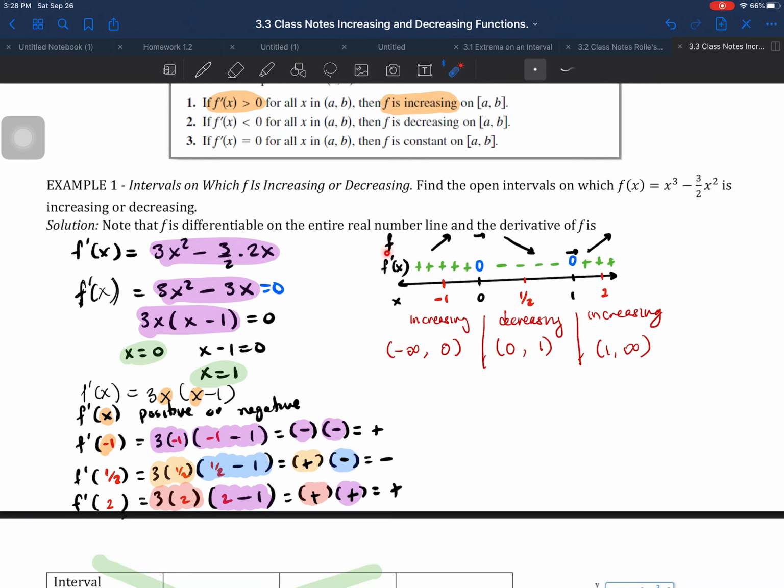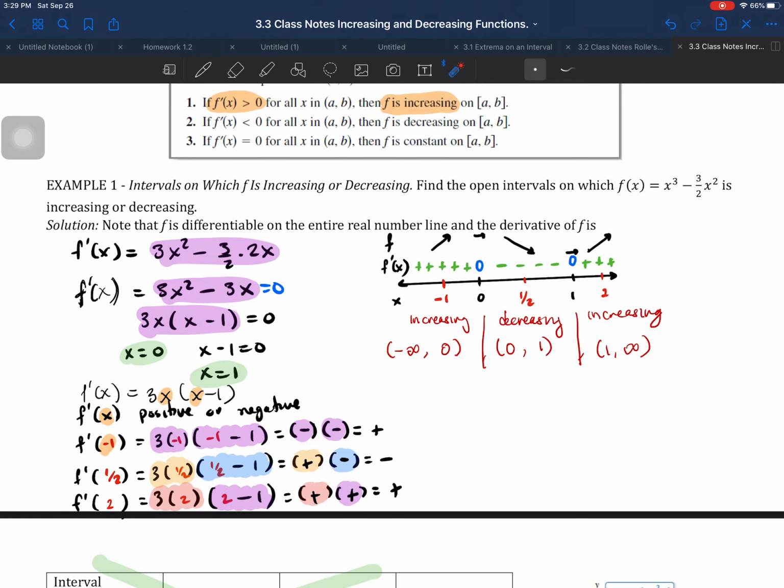And now what I like to do is draw myself a note here, a picture. Here's your function. The function must be increasing because the derivative is positive. The function must be constant because the derivative is 0. The function must be decreasing because the derivative is negative. The function must be constant because the derivative is 0. The function must be increasing because the derivative is positive.